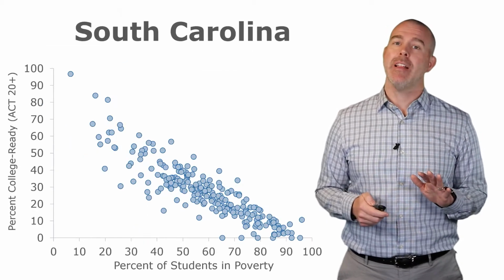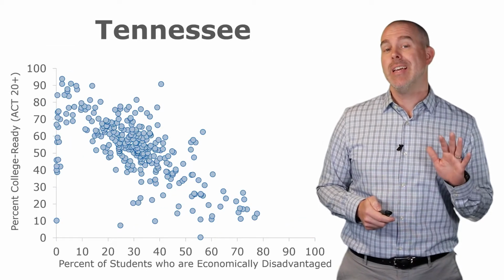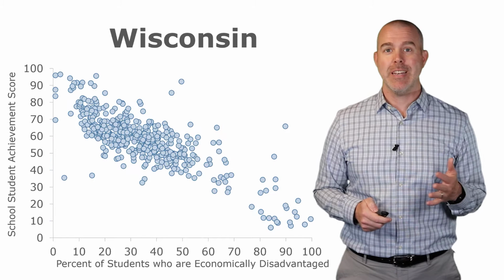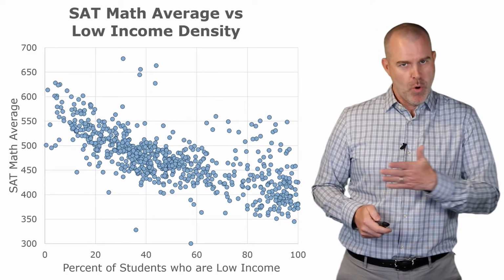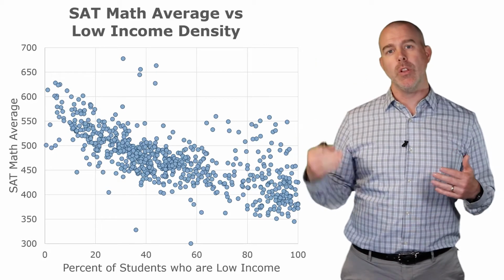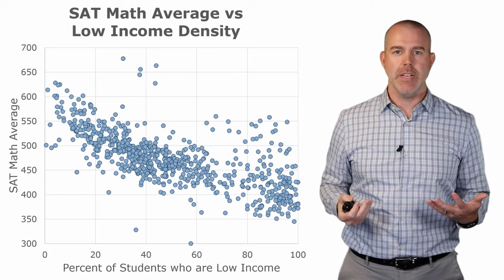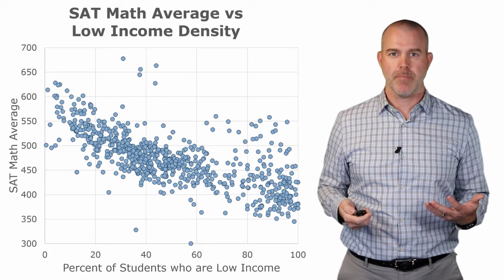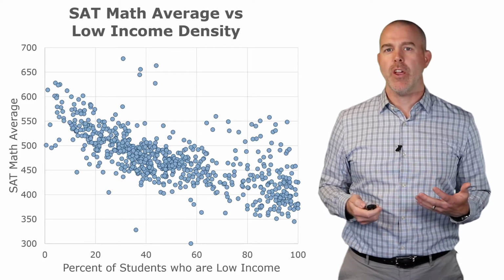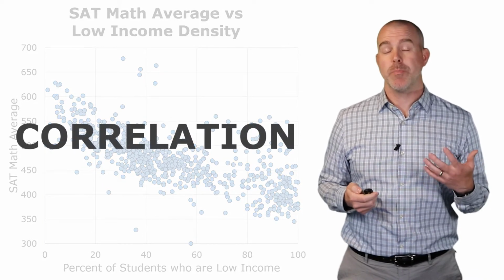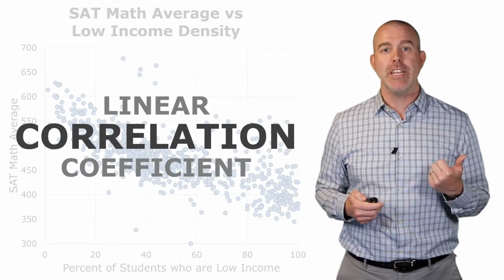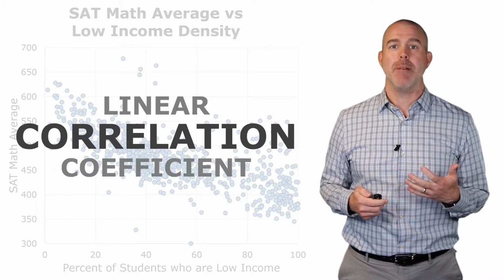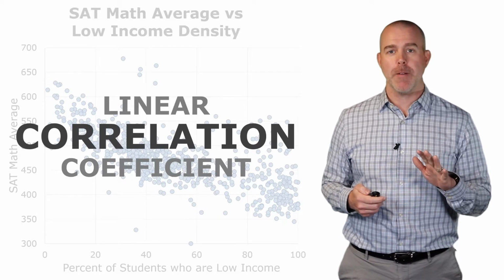Lest you think I'm picking on Illinois, here's South Carolina, Tennessee, Wisconsin. So very similar graphs, very similar trend. The more students that are in poverty, the lower that college readiness measure is. What we're looking at here is called the correlation. Specifically, we're going to quantify it with something called the linear correlation coefficient. We'll talk more about what that means here.